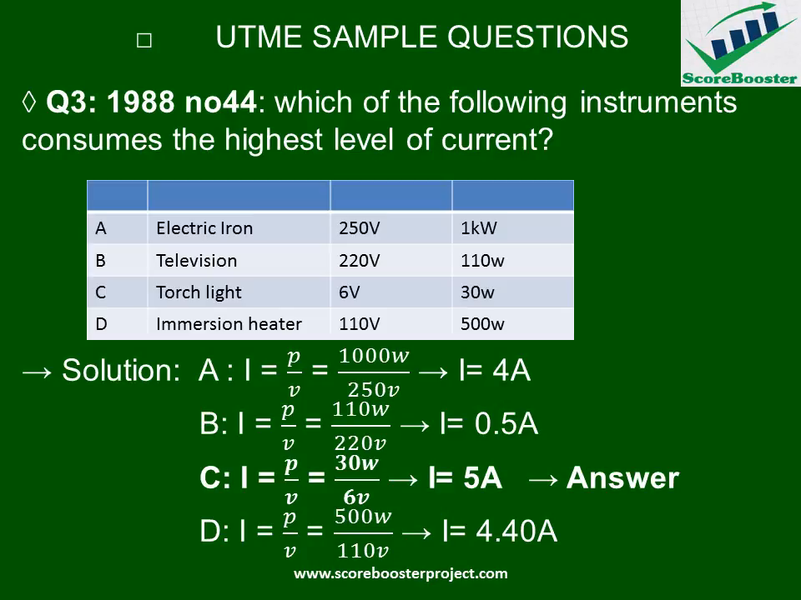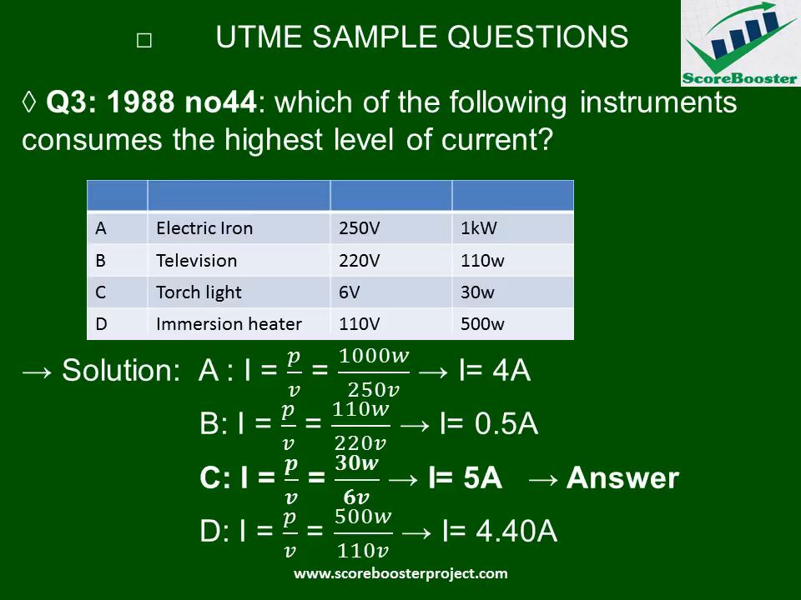B is a television with potential difference 220 volts and power of 110 watts. Then C is a torchlight with potential difference 6 volts and power of 30 watts. And lastly, D is an immersion heater with potential difference 110 volts and power of 500 watts.